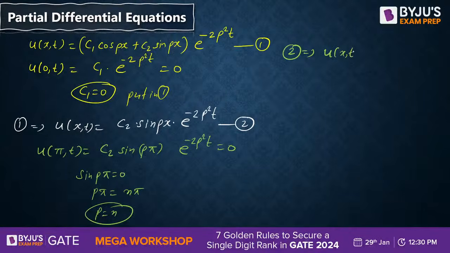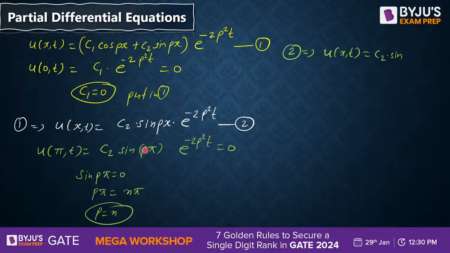U of x comma t, C2. p is n, so sin n pi, sin, should be sin n pi.